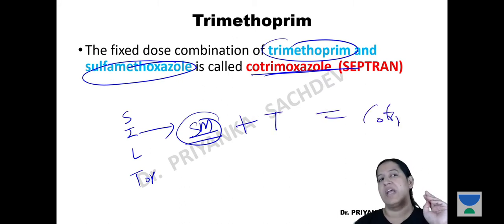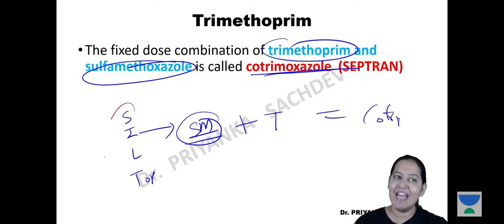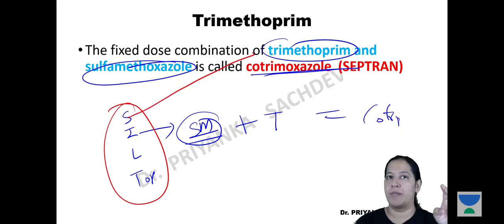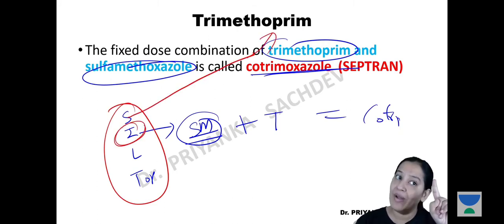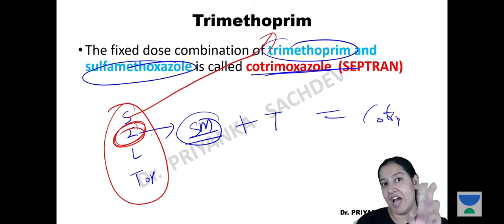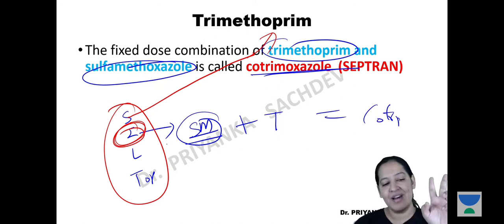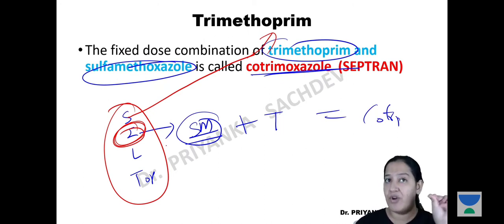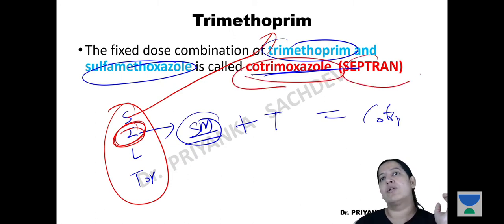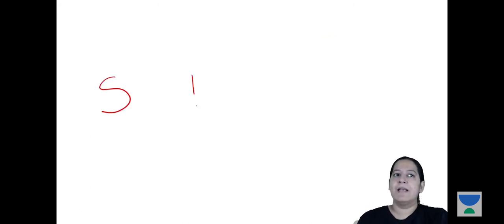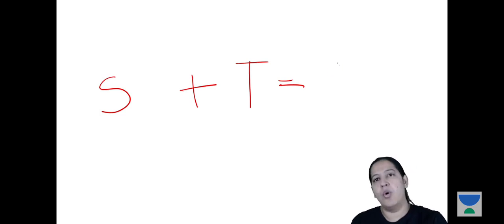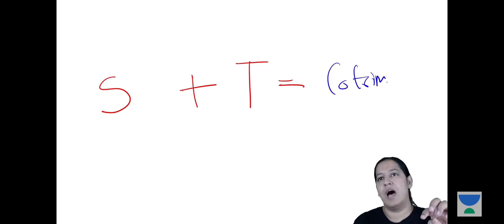known as cotri. We cannot combine any of them with the trimethoprim. With trimethoprim, we are combining only the intermediate one. The half-life of the two should match, right? So we are combining intermediate acting sulfonamide with trimethoprim and the combination is known as cotrimoxazole or also known as Septran. Again I am repeating. Sulfonamide is combined with trimethoprim and the combination is known as cotrimoxazole.